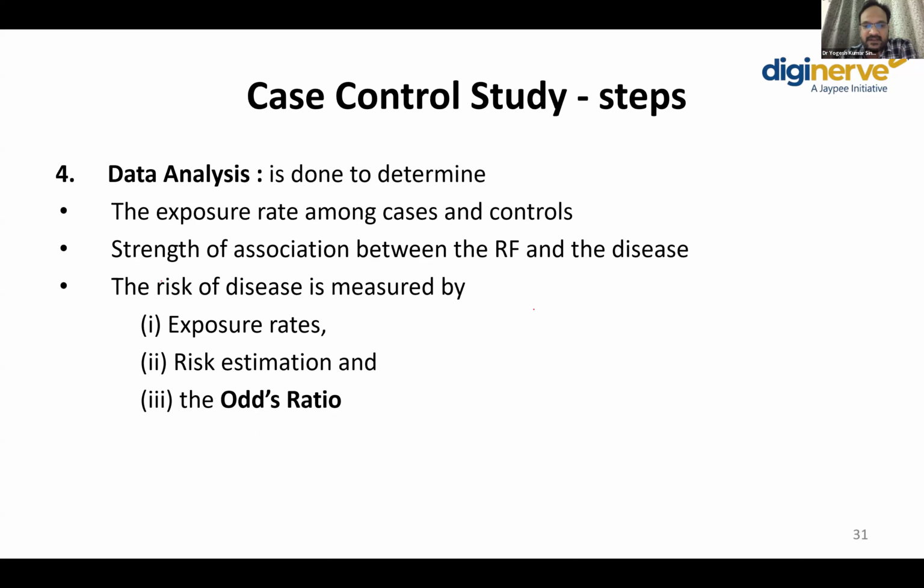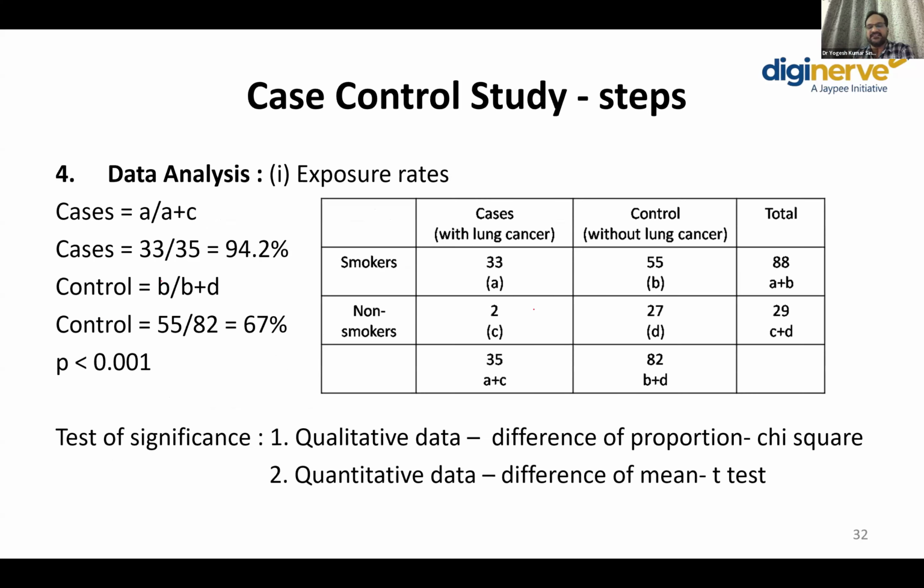Then we will do the data analysis. We will find out the exposure rate among the cases and the exposure rate among the controls. After that, we will try to find out the strength of association between the risk factor and the disease. How? By exposure rate, risk estimation, or the odds ratio. This is about the data analysis. This is an example: I have given some cases with lung cancer and some controls without lung cancer.